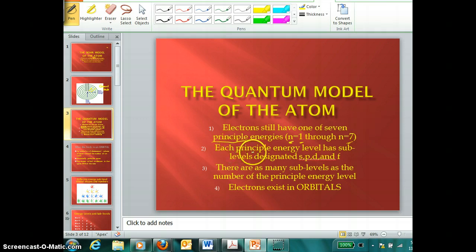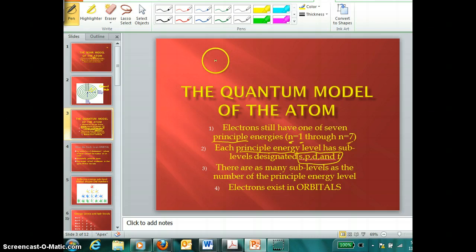Now, each principal energy level contains electrons that may or may not have the same energy. In other words, even within an energy level, we have different possible sublevels of energy that are designated as S, P, D, or F sublevels. Now, there's as many possible sublevels as the number of the principal energy level you're talking about.